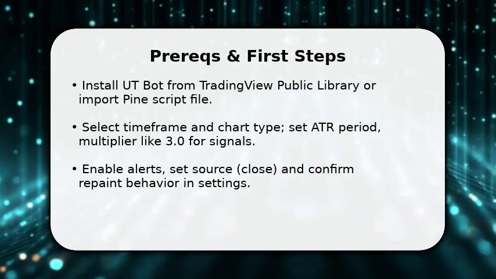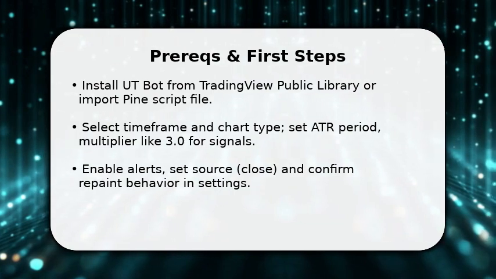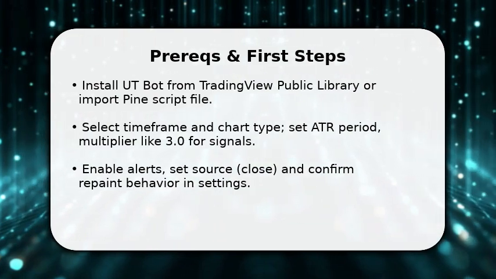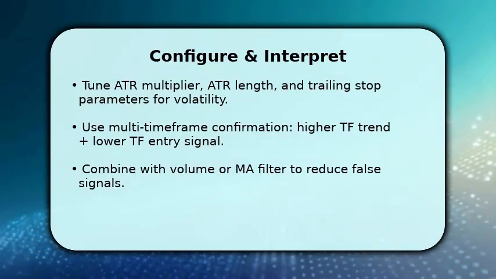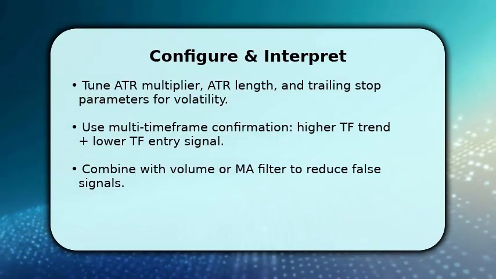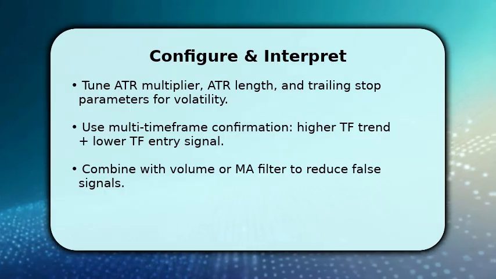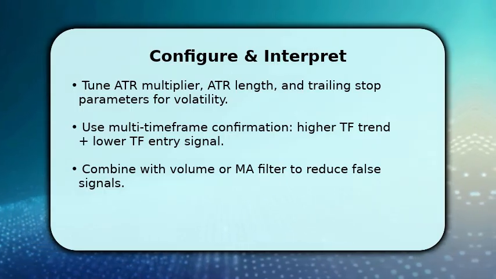Begin with a small visual test. Watch a few historical crossovers to verify marker placement before moving to refine the UT bot parameters to match market volatility. Lower ATR length or a smaller multiplier tightens signals, while higher values reduce noise.